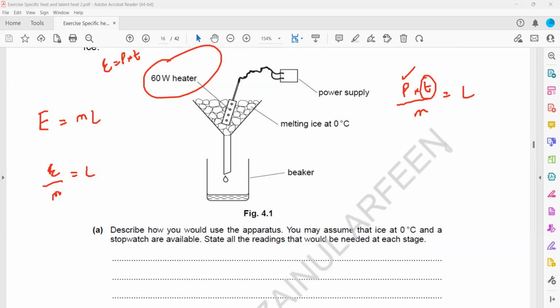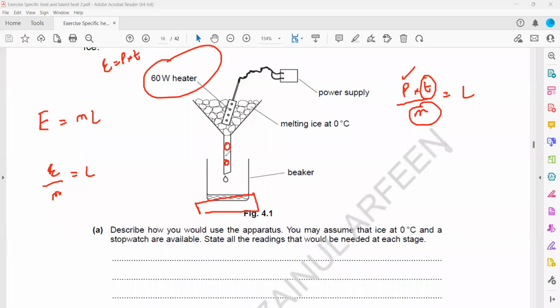And what will we measure? We'll measure the mass of the beaker when the constant dripping starts. Because when the constant dripping starts, it means that all the ice has started to melt. What does constant dripping mean? Like every second, one drop is coming out from the funnel, or every second two drops are coming out, constantly the water drips into a beaker.